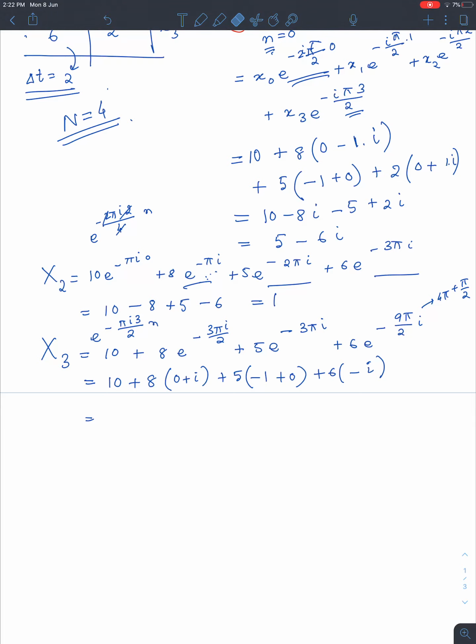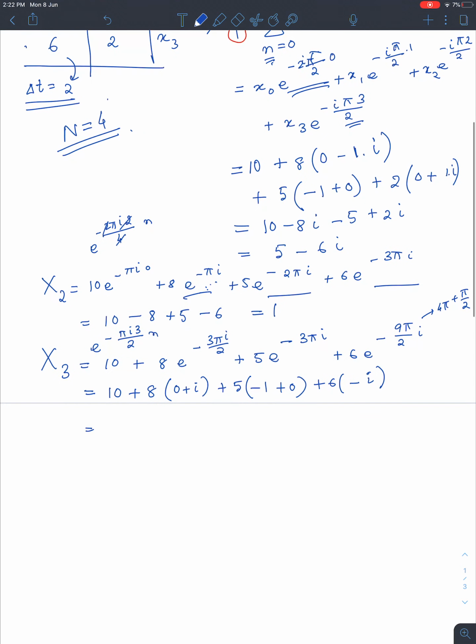So what do we have here? We have here simply 10 plus 8i minus 5 minus 6i. So that is equal to 5 plus 2i. So these are my 4 values.